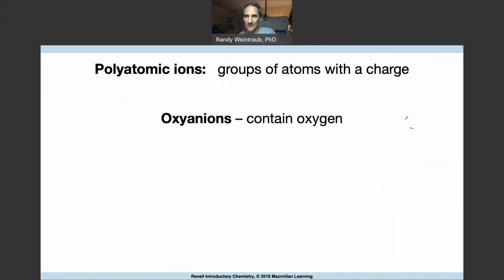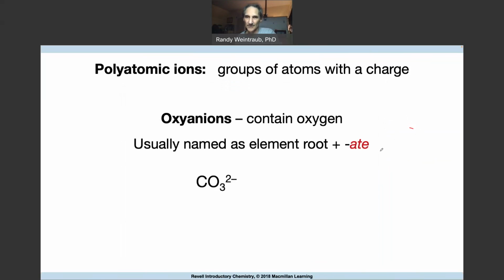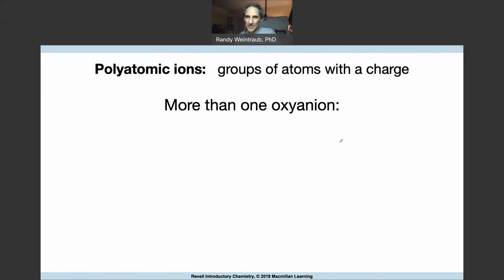Most of these contain oxygen, and therefore they're called oxyanions. We name oxyanions by adding the suffix "ate" at the end to the root of the element. For example, carbonate and phosphate. Some elements form more than one oxyanion. For example, in the case of nitrate and nitrite.